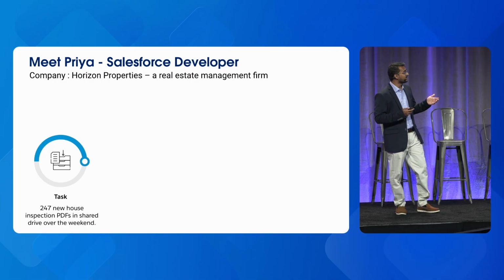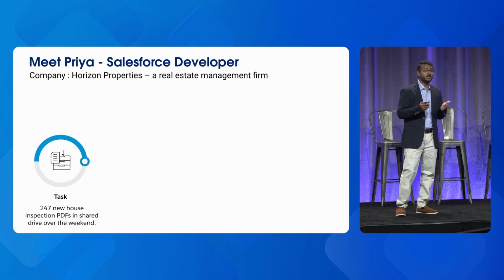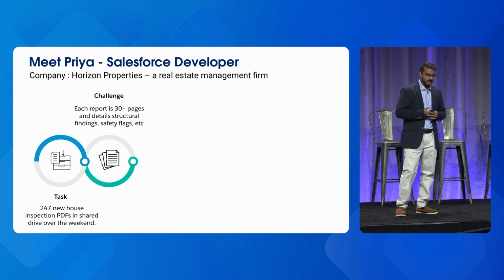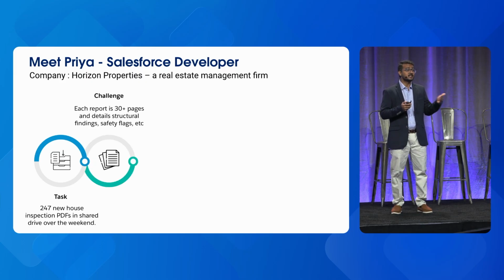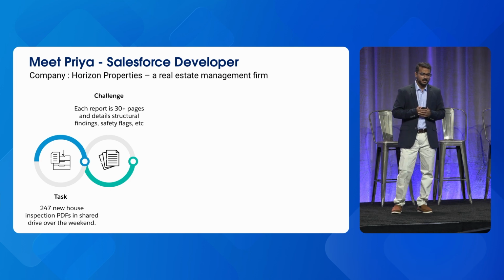Now, Monday morning, Priya's team has walked into a nightmare. Just over the last weekend, there were about 250 new house inspection PDFs that have landed into their system. Now, these aren't just simple one-pages. So I'm talking about reports which are at least 30 pages long. And there's a lot of information in these reports. So there's basic information like property address, inspector details, and so on, and all the way to key technical details, right, like structural findings, safety flags, repair estimates, and so on.